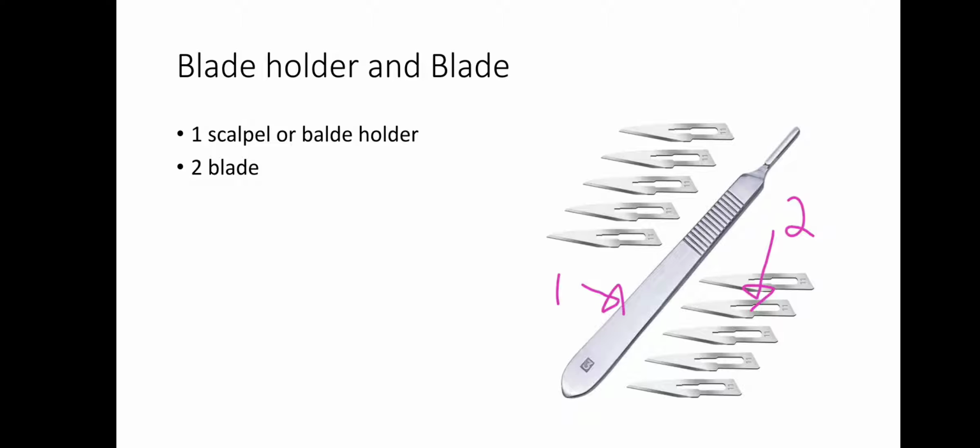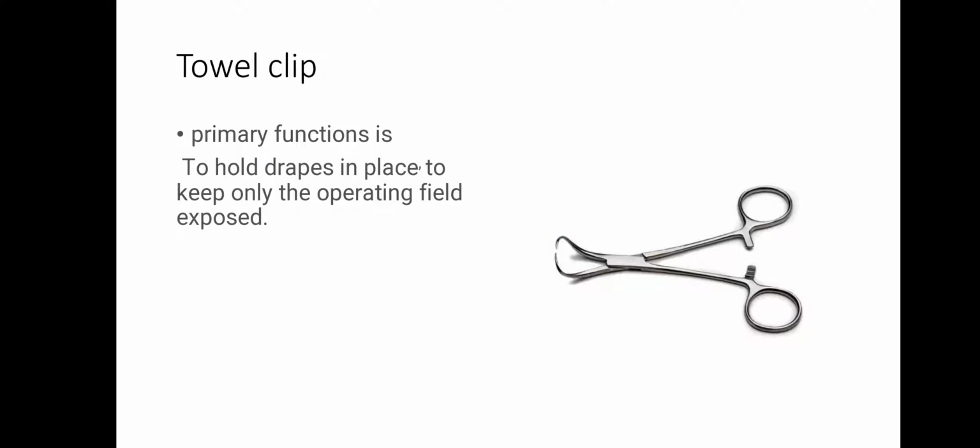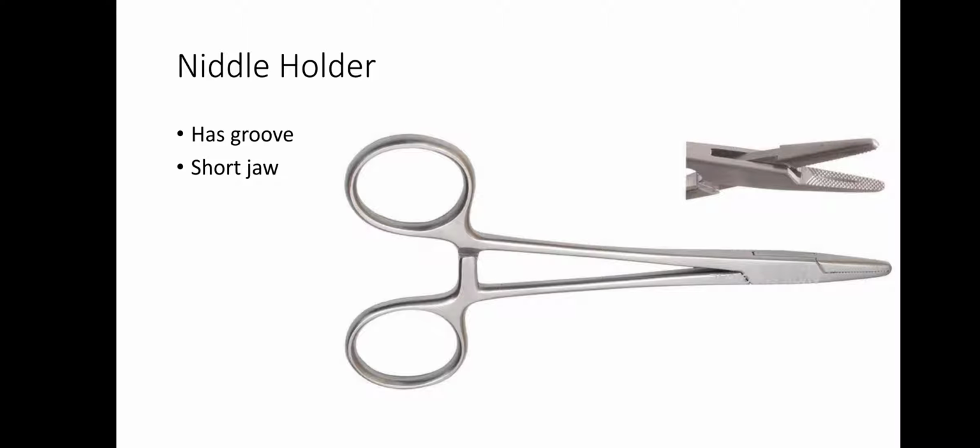Scalpel or blade holder, also called surgeon's knife, usually after assembled with the blade. Towel clip holds drapes in place to expose only the operation site. Needle holder used to hold the needle and suture. Needle holder has short jaw and groove.